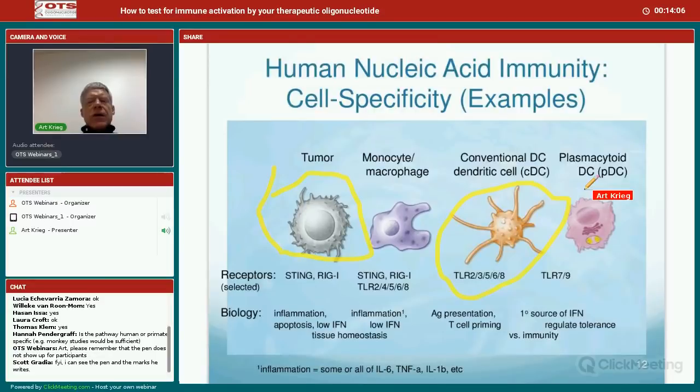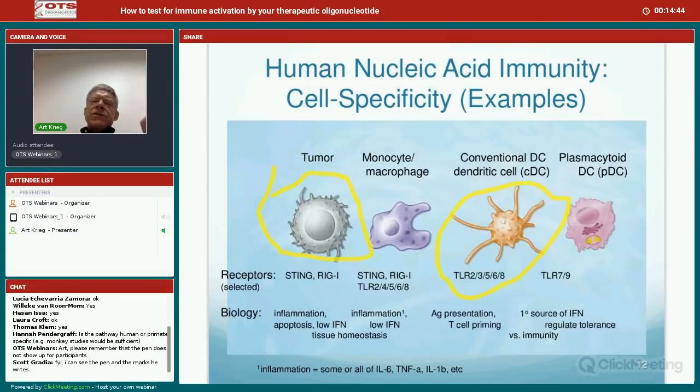Now, a very special type of immune cell is this plasmacytoid dendritic cell on the far right. This is the one cell type in the body that is really specialized to produce large amounts of interferons in response to infection. Plasmacytoid dendritic cells really only have two immune receptors that will trigger that strong interferon production. Those are TLR7 and TLR9. And they seem to have a role in regulating tolerance and immunity. So the concept here is simply different types of cells express different TLRs.